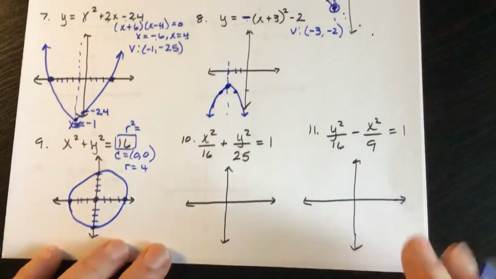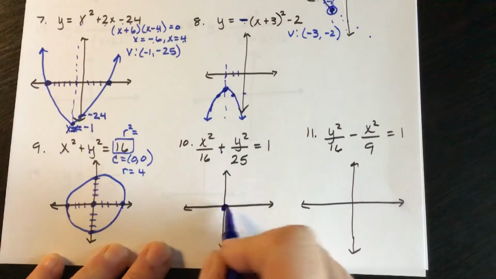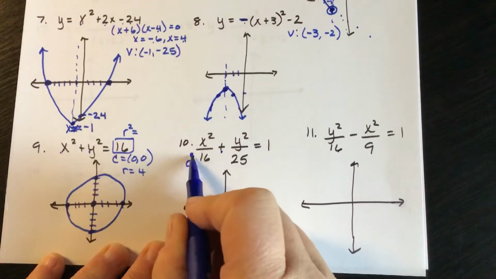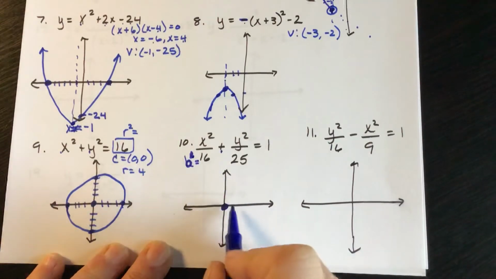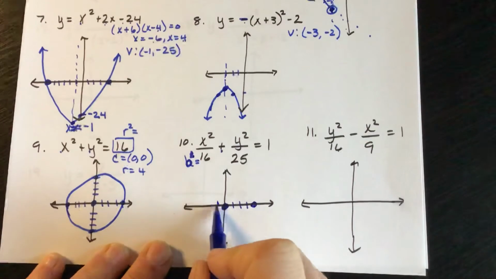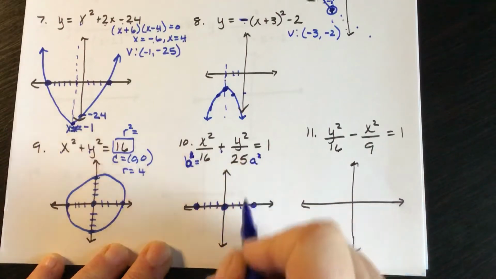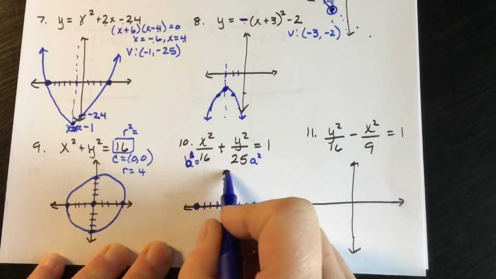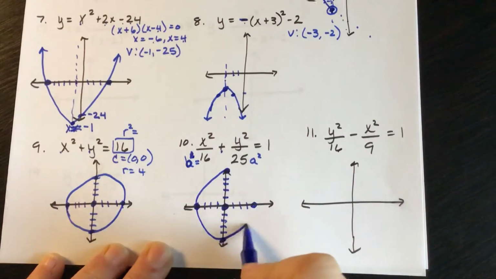Number 10 is close to a circle, but I have a plus, so this is an ellipse. My center is at the origin. Along the x axis, this is b squared, because it's the smaller number, so 4 units away from the center. And this is a squared because it's the bigger number, so this is 5 units away from the center. And I can draw in my ellipse.